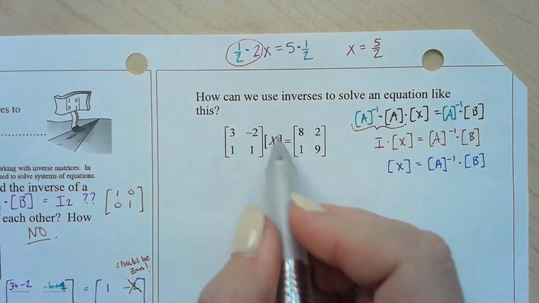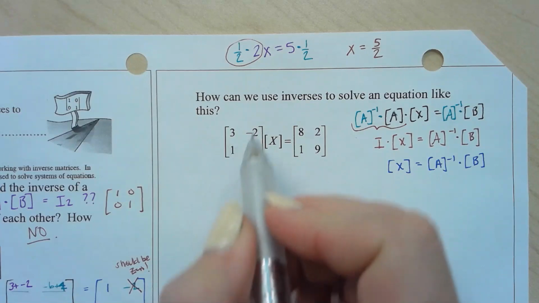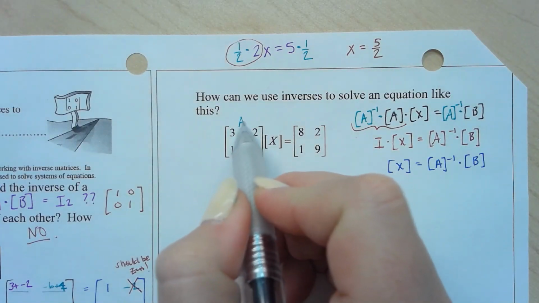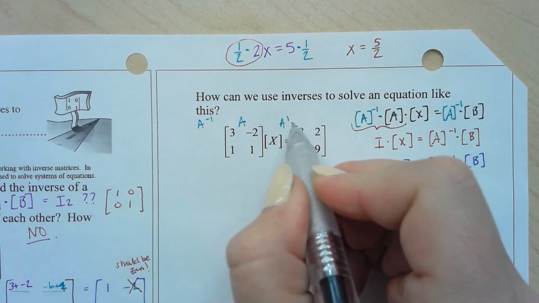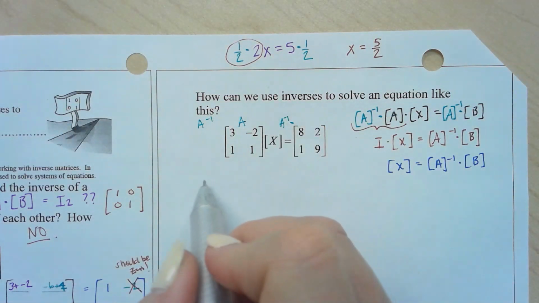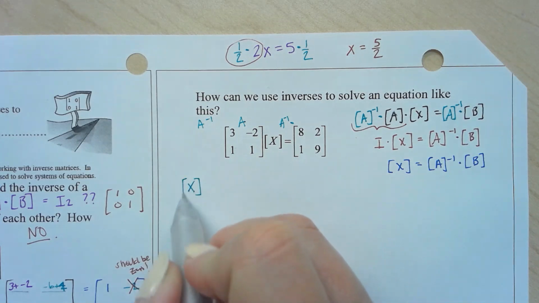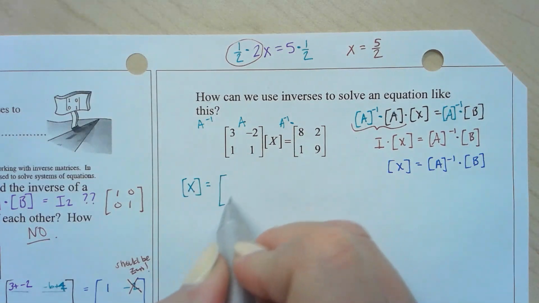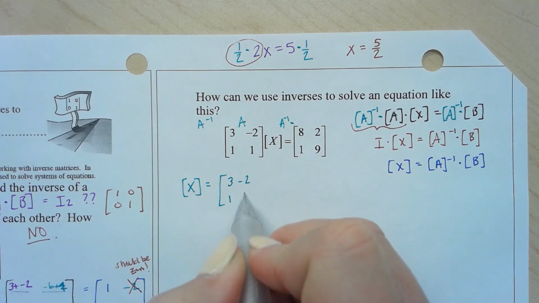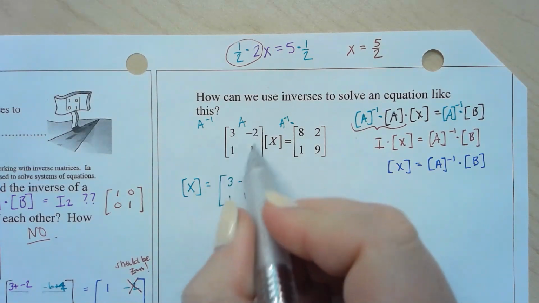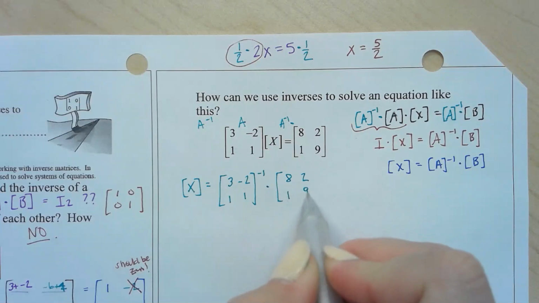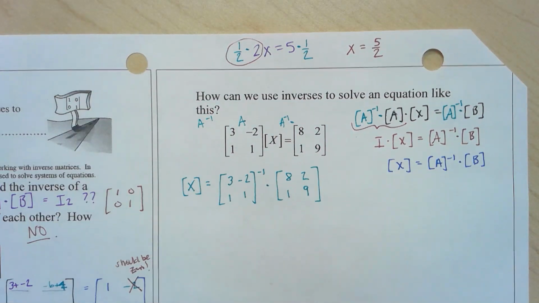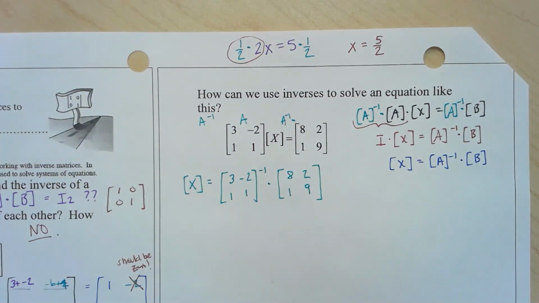Here's what I'm going to do. I'm technically, if I call this matrix A, I want to multiply by the inverse of A on both sides. So I'm going to have matrix X equals the inverse of matrix A times this matrix B. So I kind of did a couple things at once.